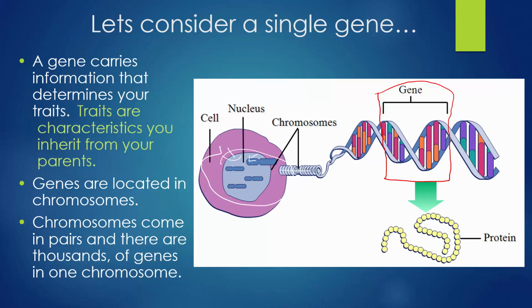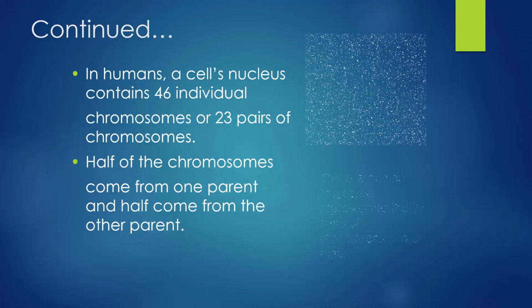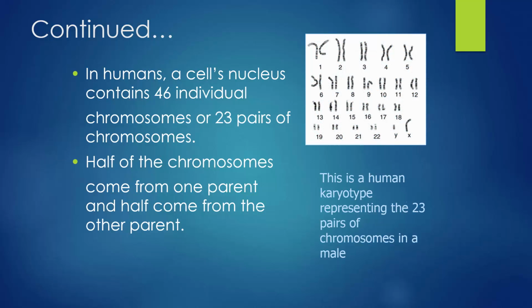This portion of the lecture will serve mainly as a review. You should know and be very familiar with everything I just said and the next slide that I am going to say. So in humans, a cell's nucleus contains 46 individual chromosomes, or 23 pairs of chromosomes. Half of the chromosomes will come from one parent, and the other half will come from the other.